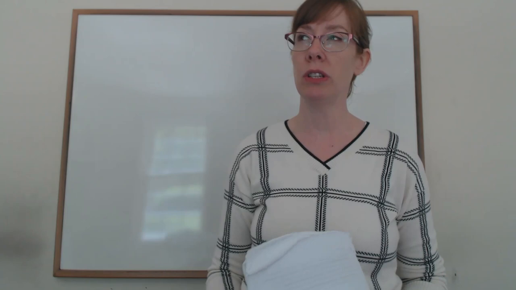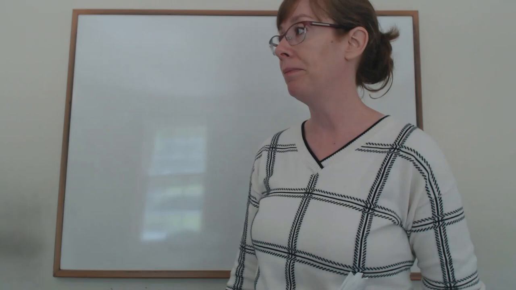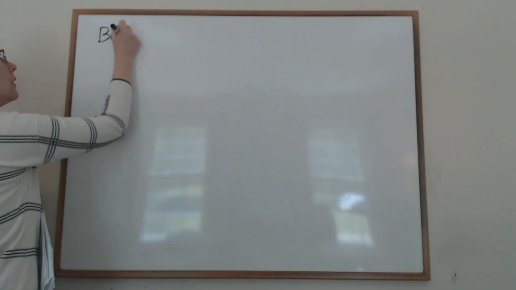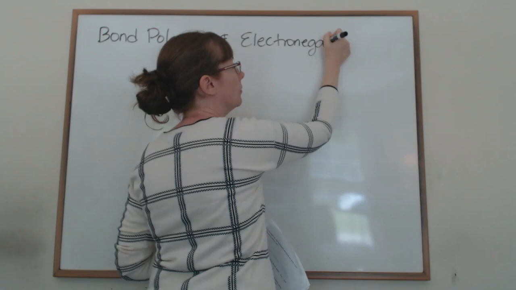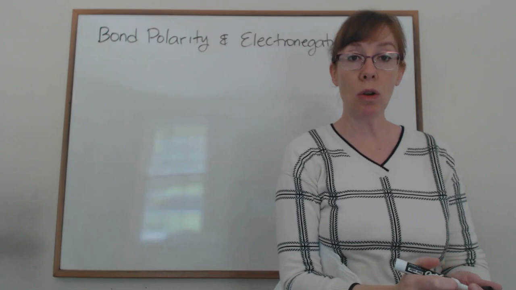All of this is in your reading, so if you find that you're learning better from the textbook, by all means, use the textbook. It's perfect. So anyways, let's get started. Bond polarity and electronegativity. Two related concepts that we can only talk about now that we have introduced Lewis theory.